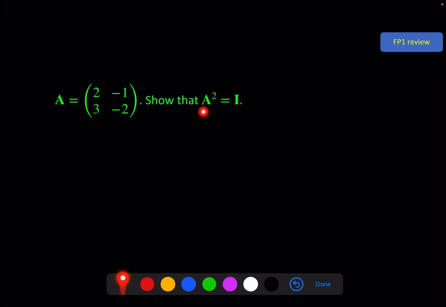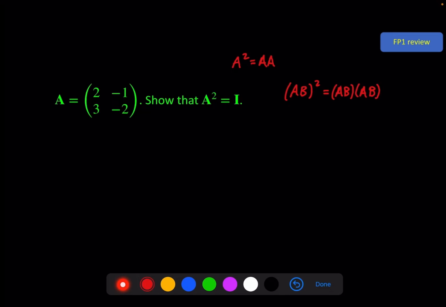Show that A squared equals I, where of course I is the identity matrix, and because this is a 2 by 2 that we're going to square, this will be I2, the 2 by 2 identity matrix. A quick note here, A squared of course is A times A, where the order doesn't matter because it's the same matrix. If it was AB squared, however, you've got to be careful that this is AB times AB, not A squared times B squared, which would be a different order.